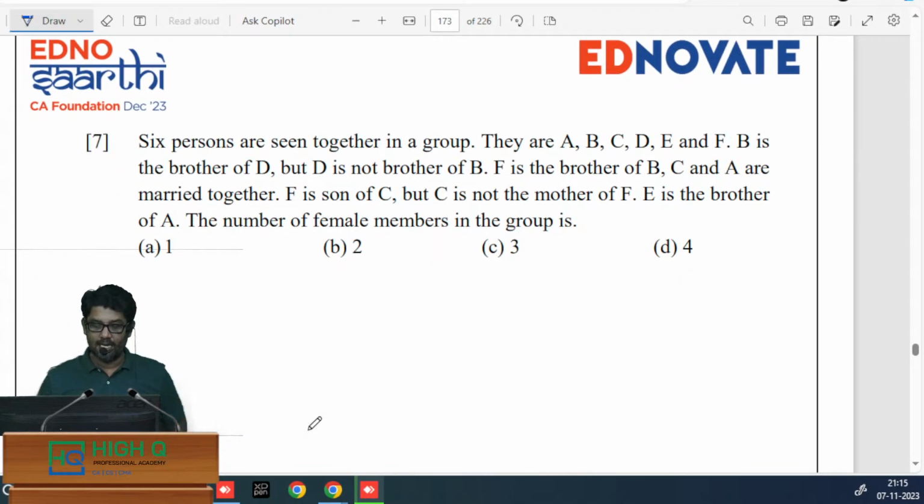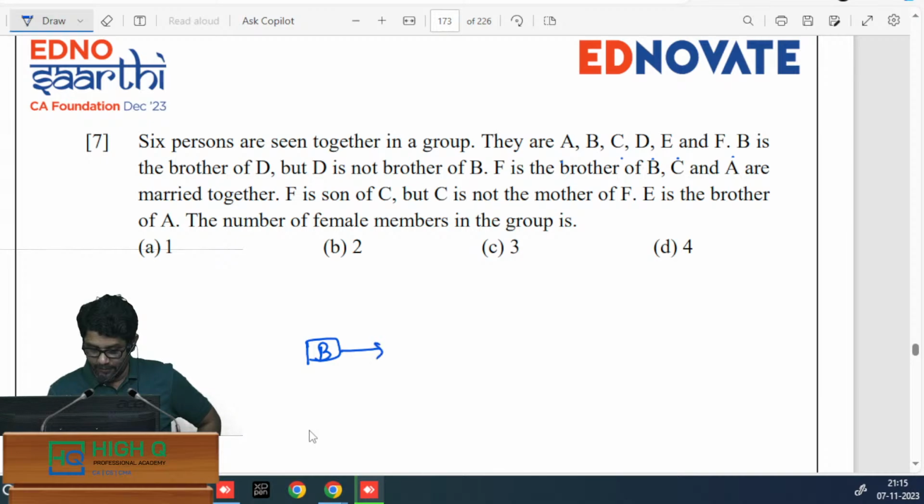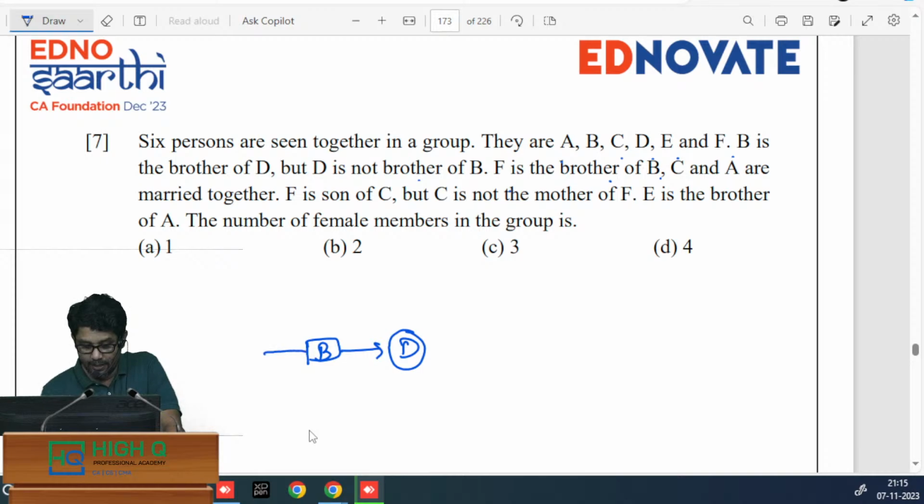Six persons are seen together in a group. They are A, B, C, D, E and F. B is brother of D. I don't know D's gender, but D is not brother of B. That means D is what? Sister. F is the brother of B. Okay.